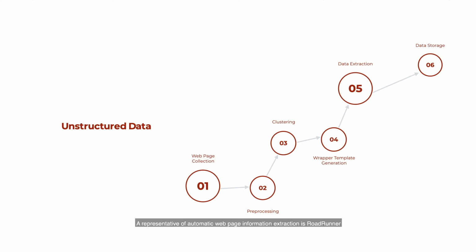A representative of automatic web page information extraction is RoadRunner. By comparing 2 sample pages of the same kind of web pages and then analyzing the similarities and differences between the 2 pages, a regular grammar is summed up, and then the data pattern contained in a web page is generated according to the regular grammar, and finally the data of the web page is extracted.